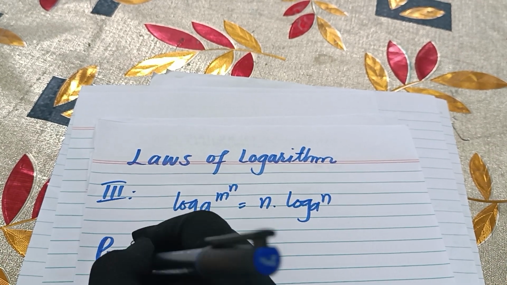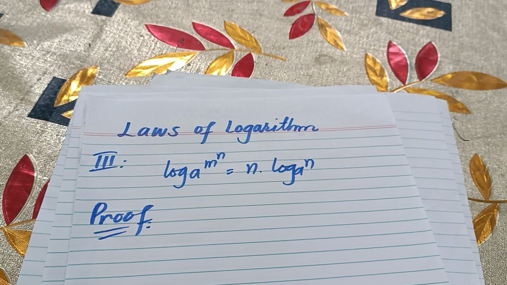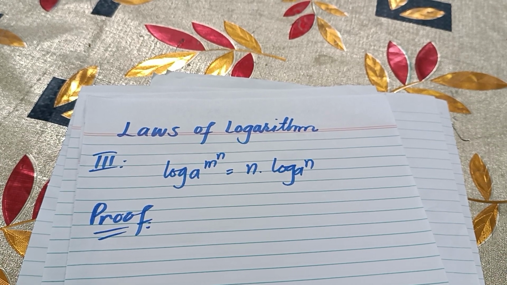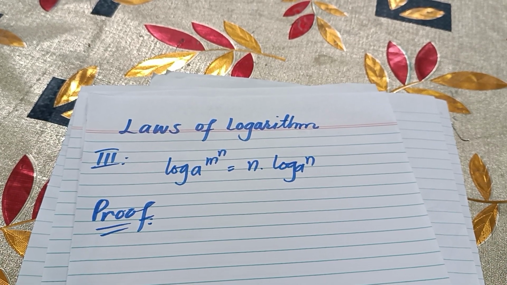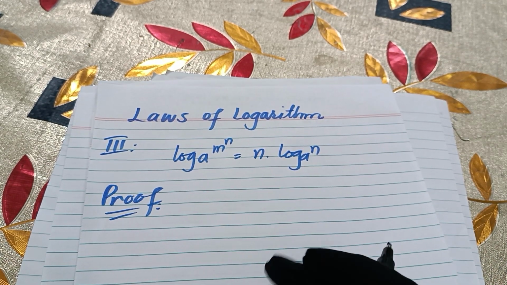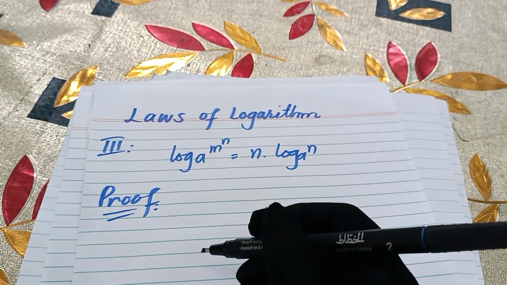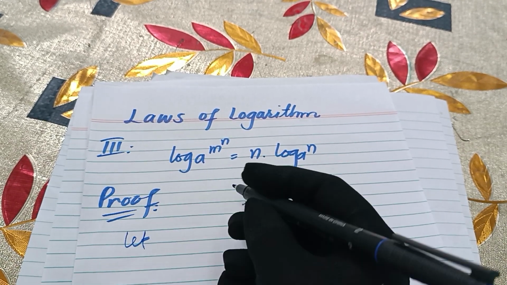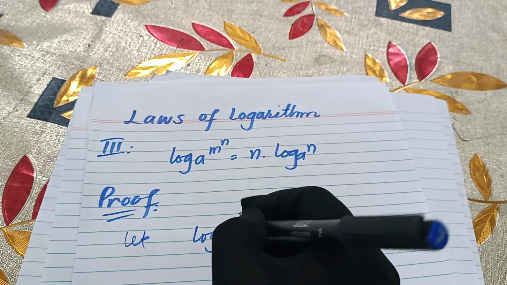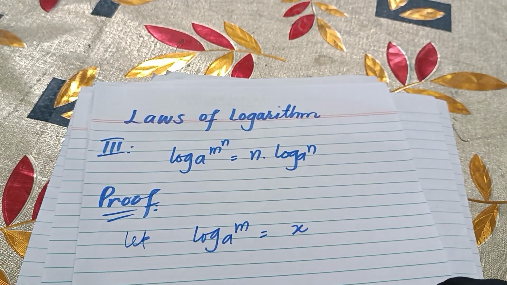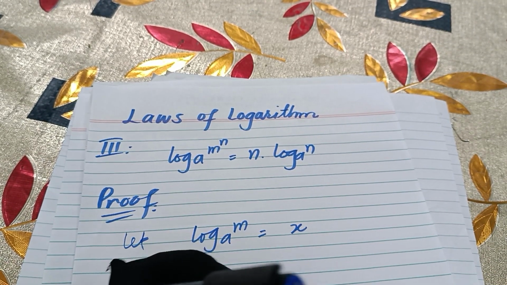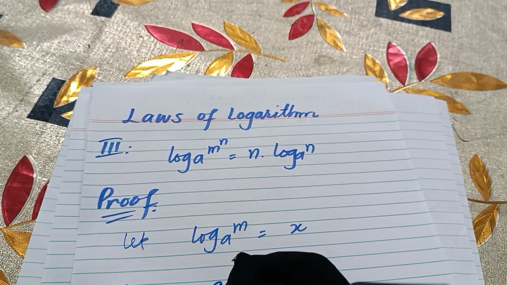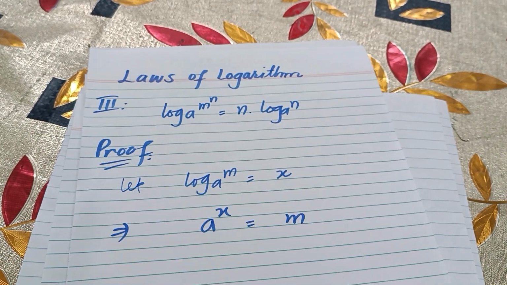In the book, it's written in a slightly confusing form, which the students do not understand easily. So most of the time I say: just take this number and take this proof easily, as you do the proof of law number 1 and law number 2. Let log of m with base a be equal to x. Okay, write it in the exponential form: a^x will be equal to m.